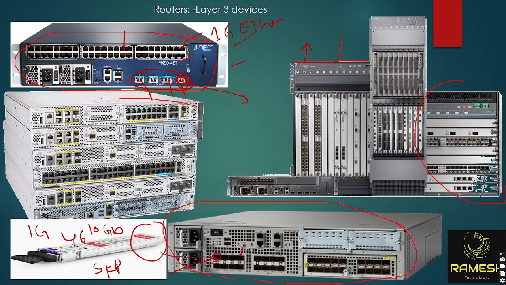Whatever you see here, these are networking devices, of any vendor: Cisco, Juniper, Nokia, Arista Networks. Irrespective of the vendor, the routers, switches and firewalls, we call them hardware devices, because these are the hardware devices we are seeing. So what are the hardware components you will see?